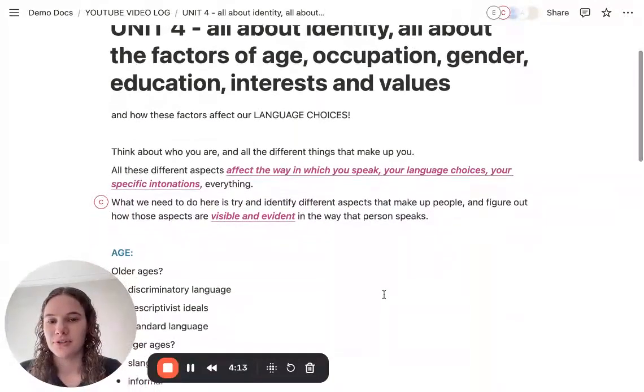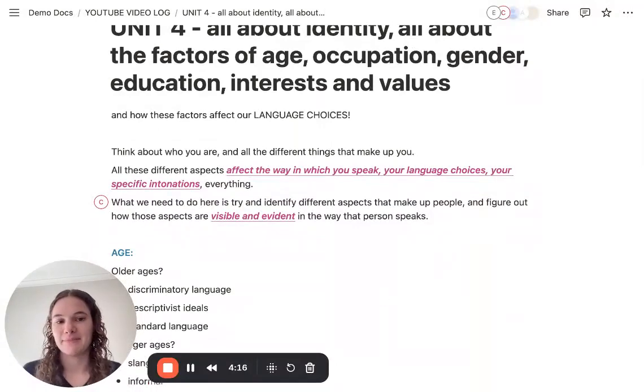So what we're going to have to do is try and identify different aspects that make up people. So when you're getting your examples for your essays specifically, if it's an identity-based essay, you might have different paragraphs based on different aspects of identity.